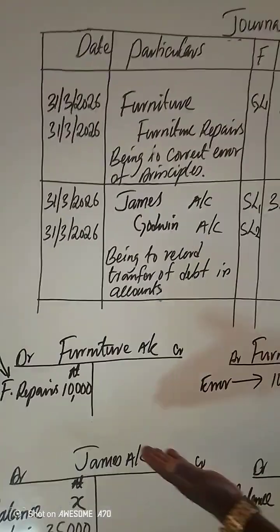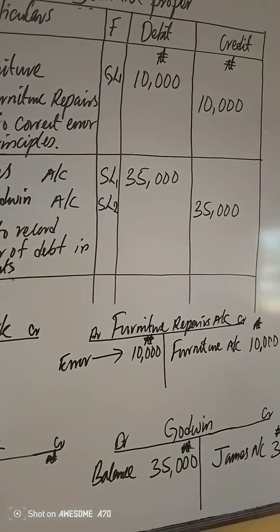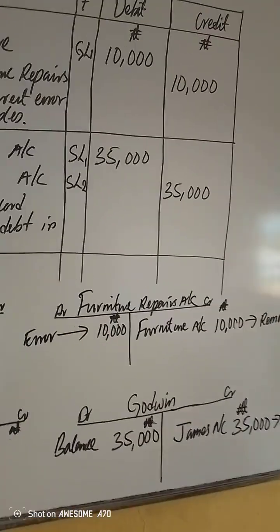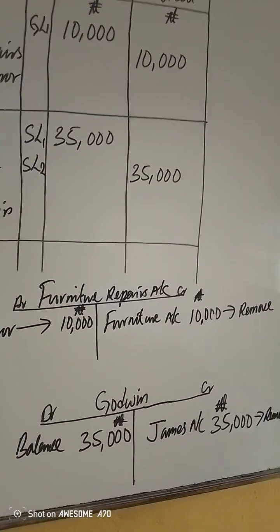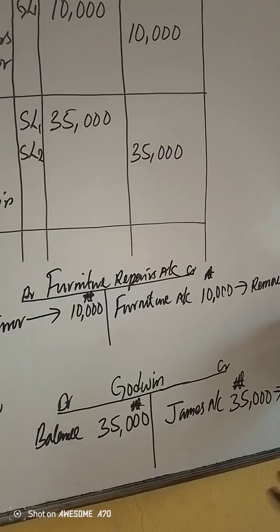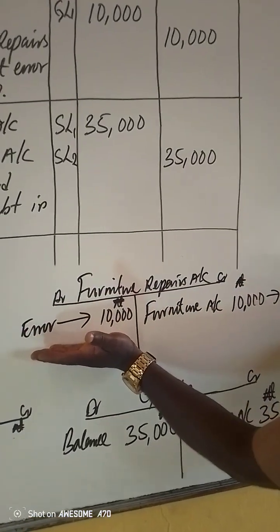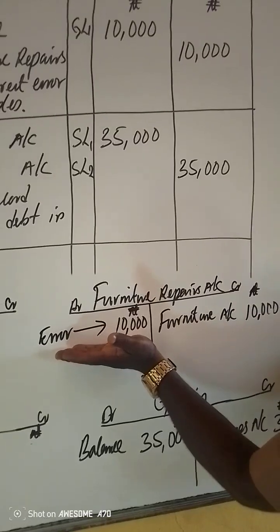So how do you prove it out? Look at the proof here. You first expose the error. I'm coming to explain much. We'll go to correction of error. You first expose what happened. Look, this is furniture repairs account. Furniture repair account, an expense, was debited wrongly. This was an error, 10,000. But this is not supposed to be in this account. It's supposed to be found in furniture account.